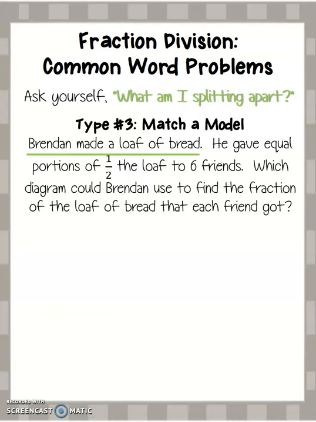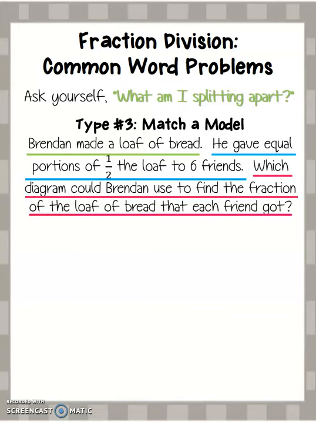That gives me great background information, but nothing that I'm going to use so far for my math. The next sentence says, he gave equal portions of half the loaf to 6 friends. Okay, so now I know that that one loaf that I started with has already been cut in half. So I'm picturing Brendan cutting it in half and putting half of the loaf away for himself. Then he's taking that half of the loaf that was left over and slicing it up into 6 pieces for his 6 different friends. That can help me solve which diagram Brendan could use to find the fraction of the loaf that each friend got.